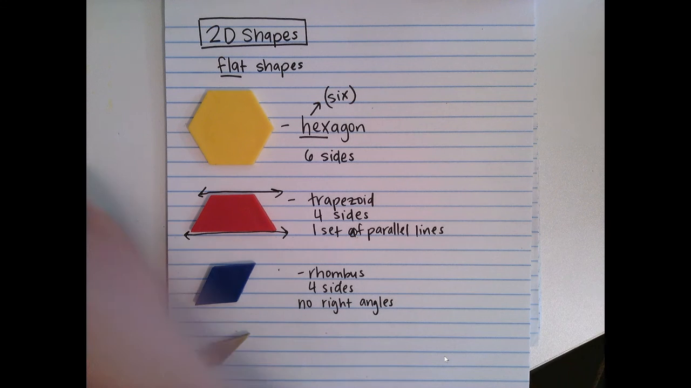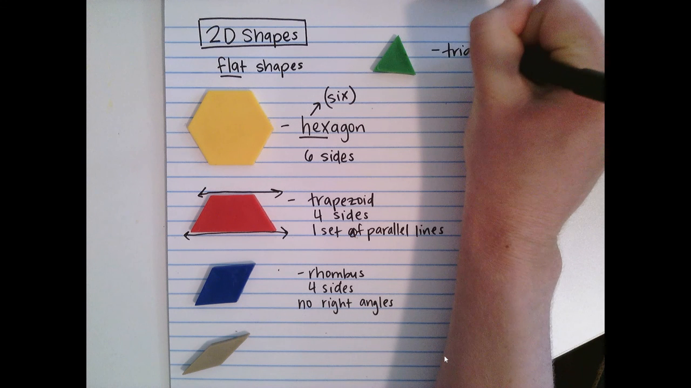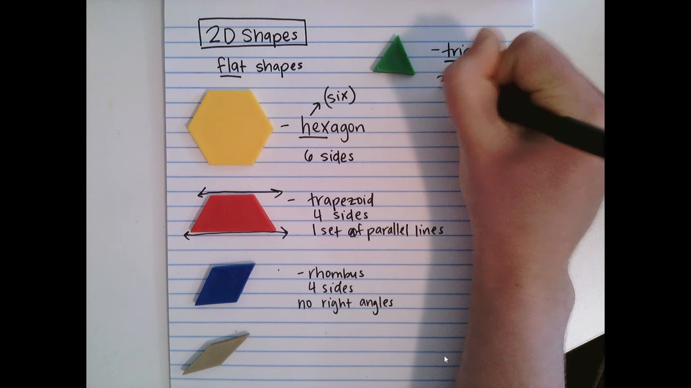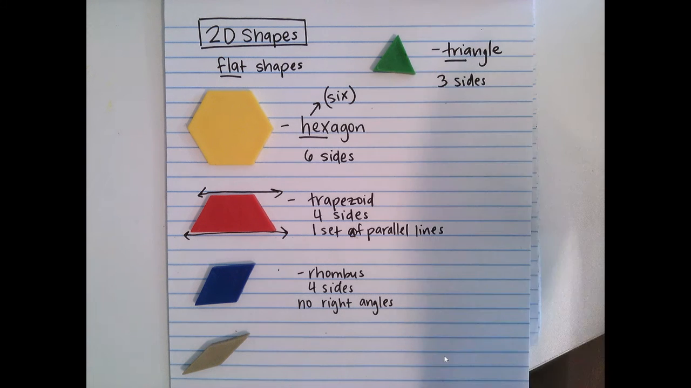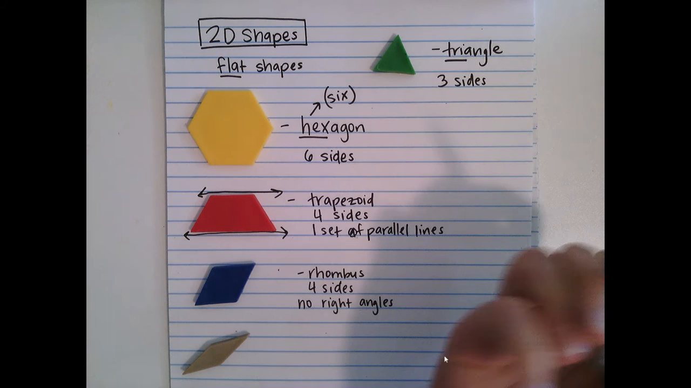Next up, we have our triangle. This one we all know really well. This one has 3 sides. And actually, that's what tri means. Tri means 3 sides. When you were a kid, if you ever rode a tricycle that has 3 wheels, it's the same thing. Tri means 3 sides. 3 sides on my triangle.